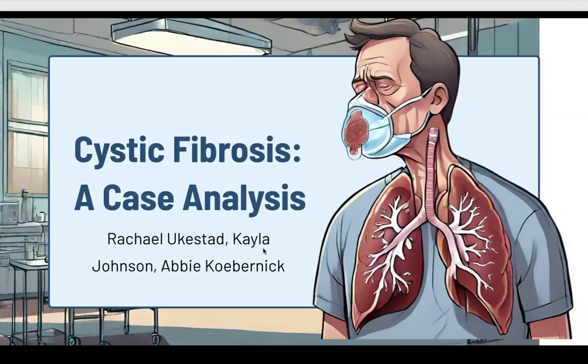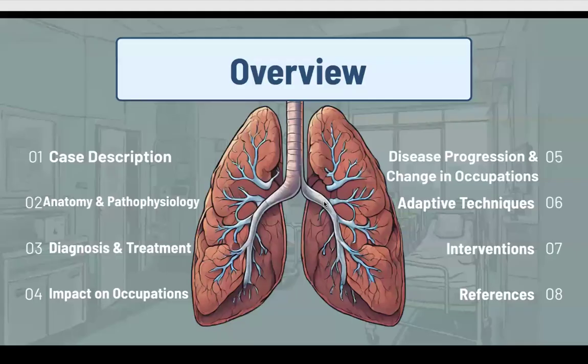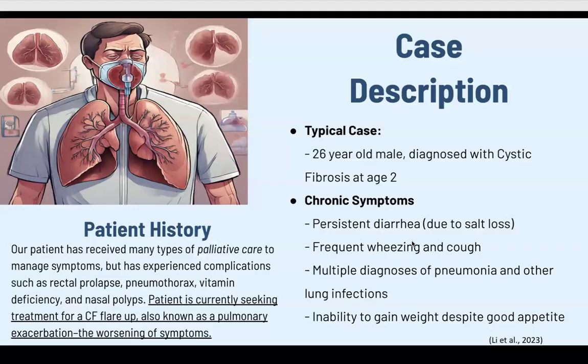Hi, everyone. So today we're going to be talking about cystic fibrosis and kind of just a typical case analysis on it. And that is our topic for today. So we'll kind of go over what a typical case may look like, relevant anatomy and pathophysiology, diagnosis and treatment of cystic fibrosis, its impact on daily occupations, and how, when the disease progresses, it can change said occupations, and then we'll go over some adaptive techniques and interventions.